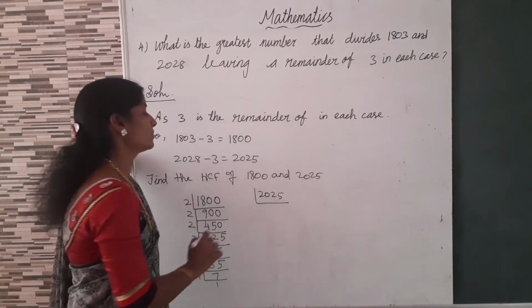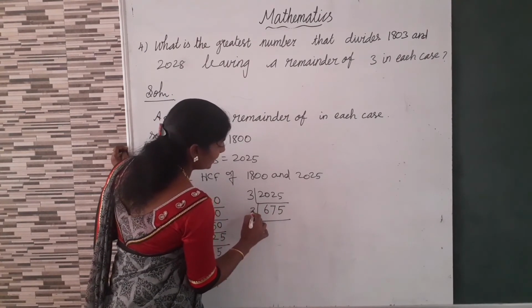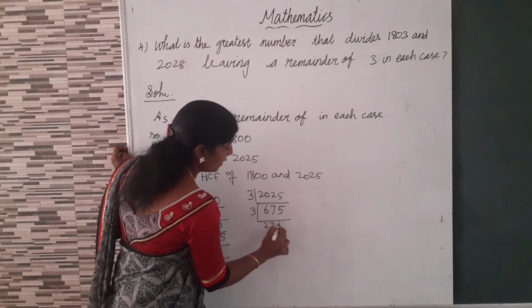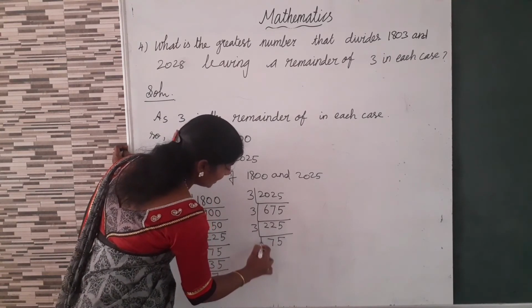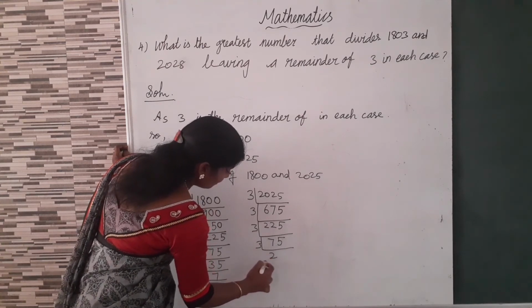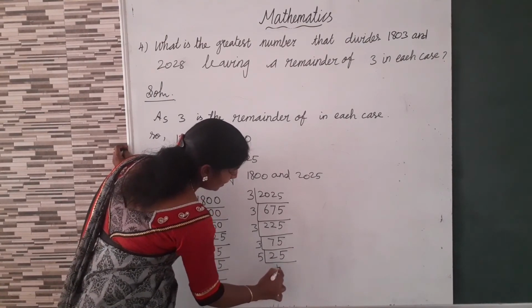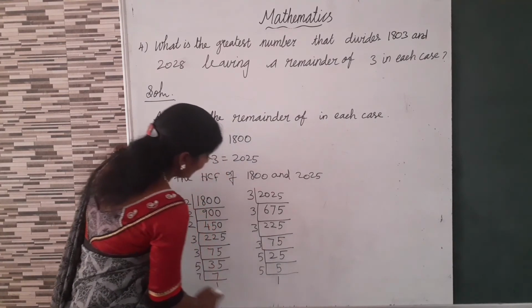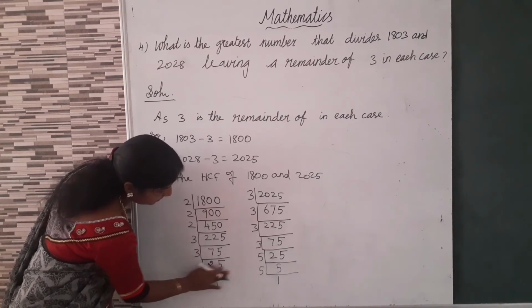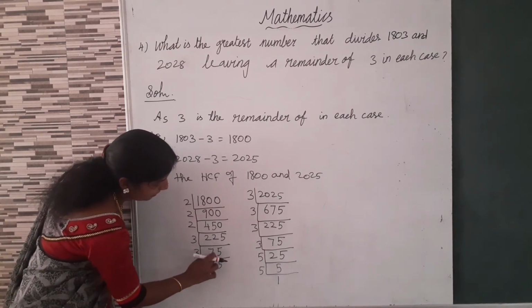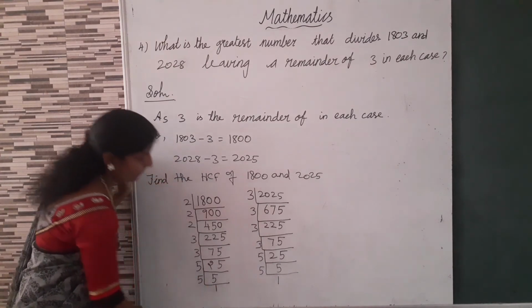Okay. Now here, next 2025. 3 table, 6 3s are 18, 7 3s are 21, 5 3s are 15. Then again 3 table, 2 3s are 6, 2 3s are 6, 1 balance 15, 5 3s are 15. Then 3 table, 7 3s are 21, 5 3s are 15. Again 3 table, 2 3s are 6, 1 balance 15, 5 3s are 15. Then 5 table, 5 5s are 15. Here we got one mistake, isn't it? 3 table, 2 3s are 6, 1 balance 5 3s are 15. Then 5 table, 5 5s are 15. Then again 5 table, 1. Okay.